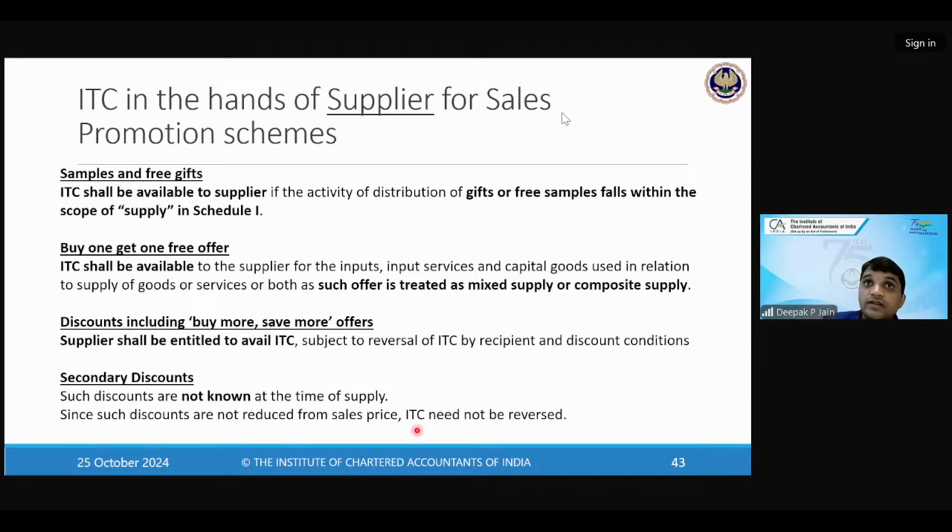But when you give the primary discount, you're passing on the discount to the buyer. So you have to reverse the ITC by the recipient. Now I'll explain this.